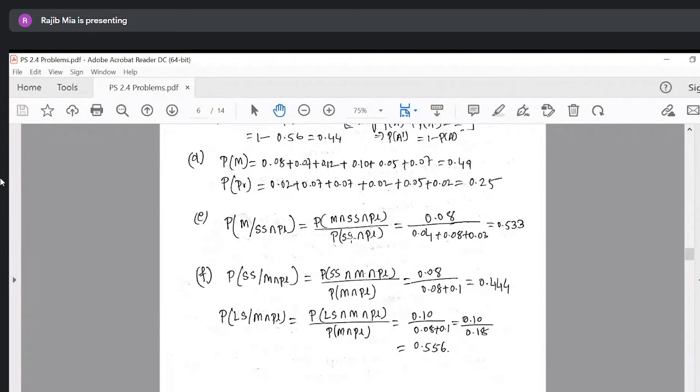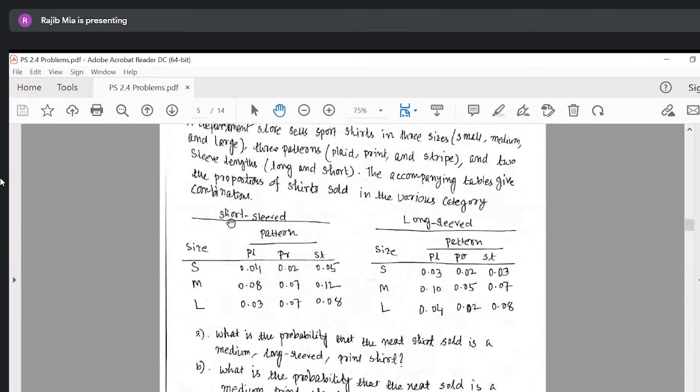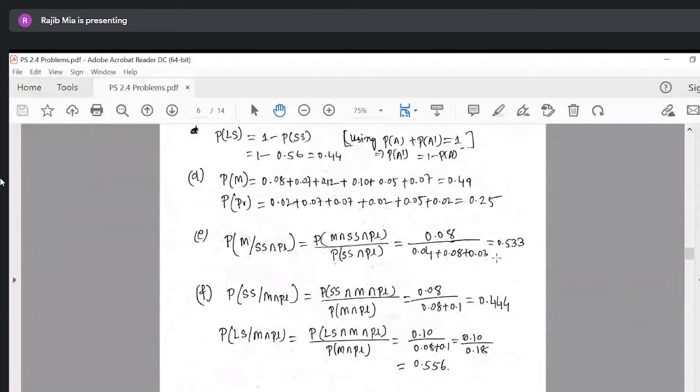Then you have to find the probability of SS intersection PL, right? SS means short sleeved and PL means plaid. So short sleeved and plaid: short sleeve table, first table, and plaid means all three values in the first row, 0.04, 0.08, and 0.03, because it may be small or medium or large. So three possibilities are there. So short sleeved and plaid probability is 0.04 plus 0.08 plus 0.03. So this is 0.533.